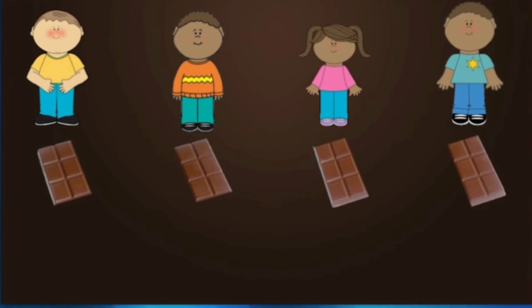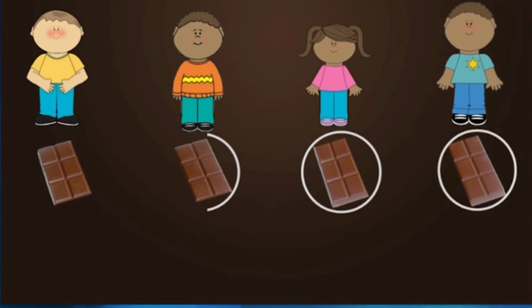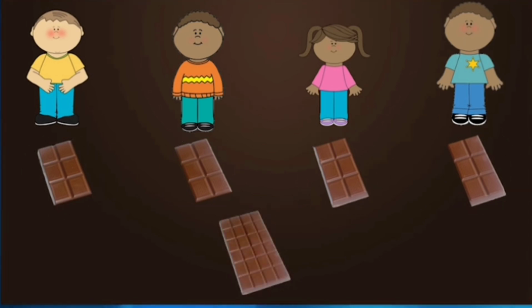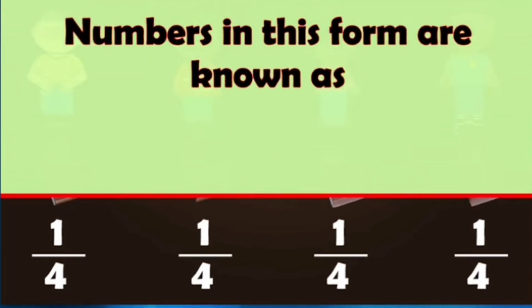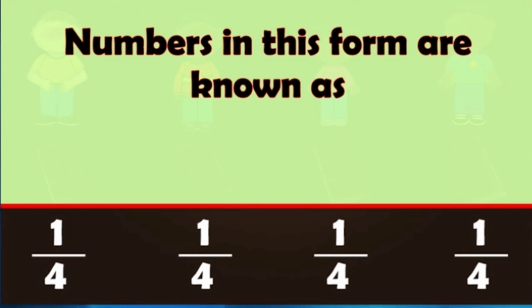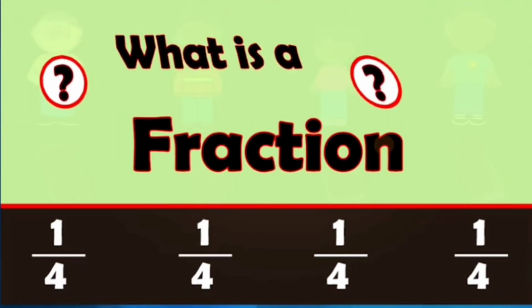Nice. You have divided one whole chocolate into 4 equal parts. So, each one of you will get 1 part out of the 4 parts of the chocolate. Or can we say that each one of you had 1/4 part of a chocolate? And numbers in this form are known as fractions. So, what is a fraction?